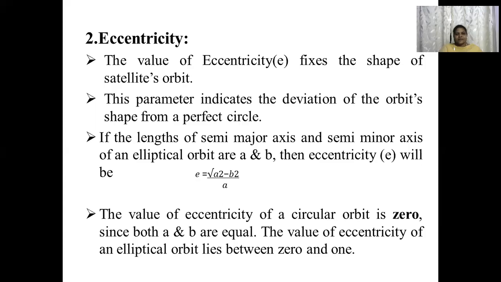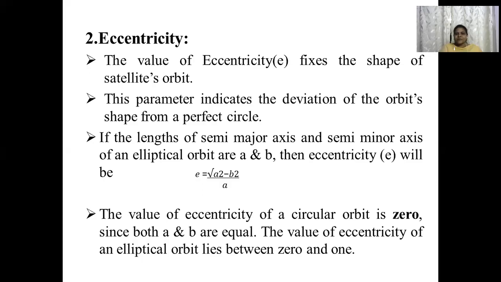Coming to the second one, that is eccentricity. What is eccentricity and what does this orbital element indicate? The value of eccentricity fixes the shape of the satellite's orbit. Previously the semi-major axis gave the size of the satellite's orbit, and here the eccentricity gives the shape of the satellite's orbit. This parameter indicates the deviation of orbit shape from a perfect circle.